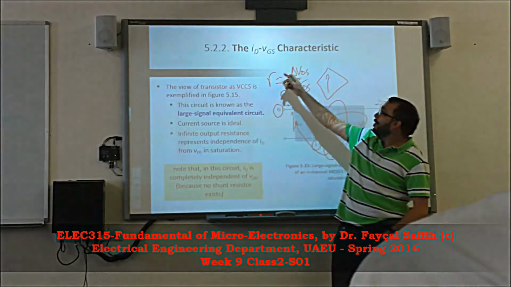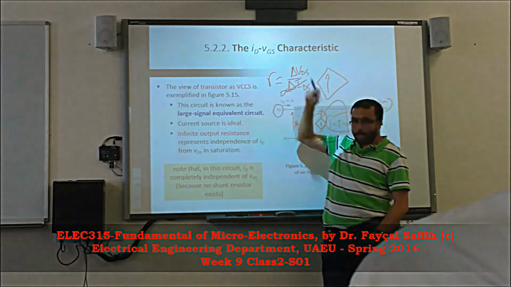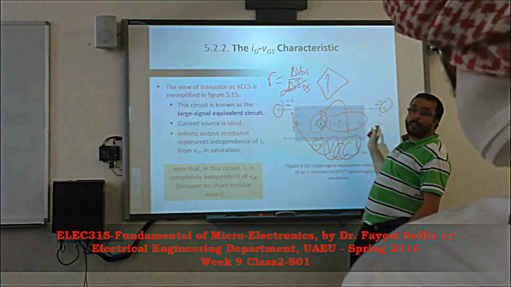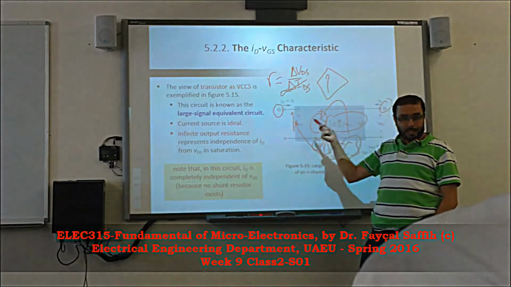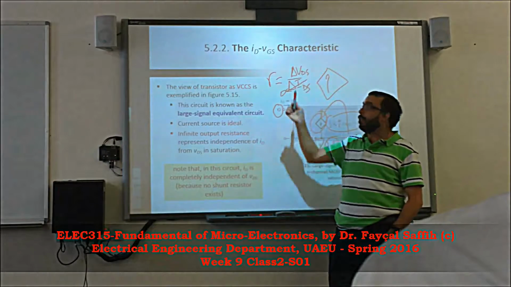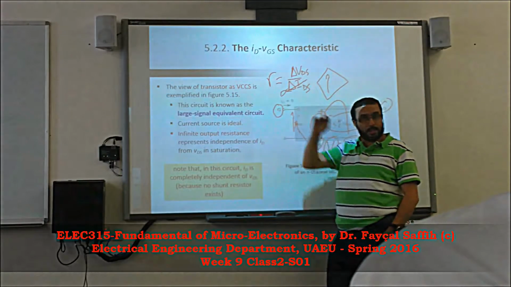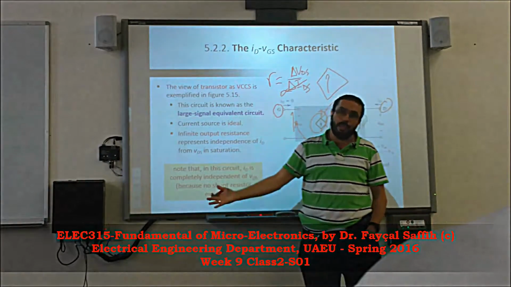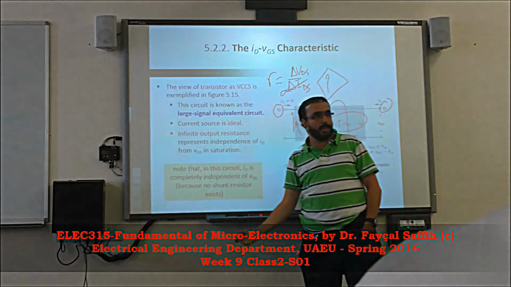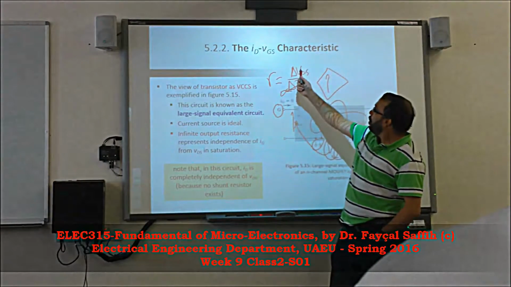If I have this relationship, because I repeat, here the drain VDS, if I change VDS, does it change the current? No, very good. So let me calculate the resistance. The resistance is the change of the voltage divided by the change of the current. Yes or no? That's the definition. Good. So let's calculate it.